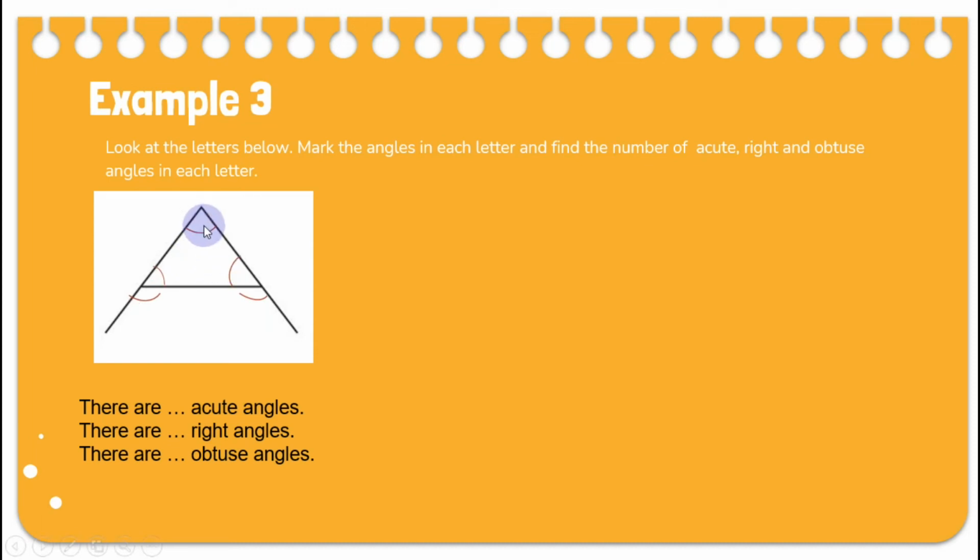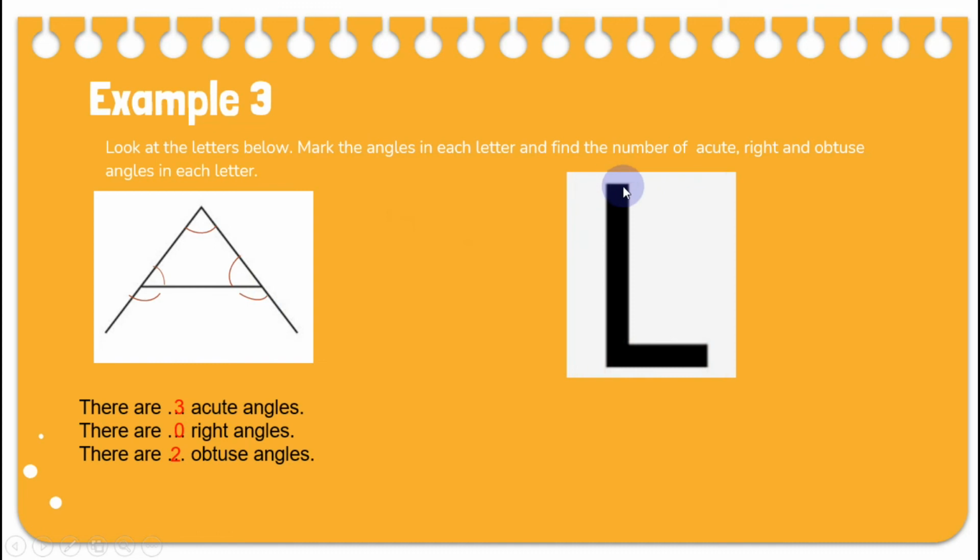Here are the angles for the letter A. 1, 2, 3, 4, 5. 1, 2, 3 are acute angles. It doesn't have a right angle. Obtuse angles are 2: 1, 2. Greater than a right angle, or greater than a 1/4 turn.